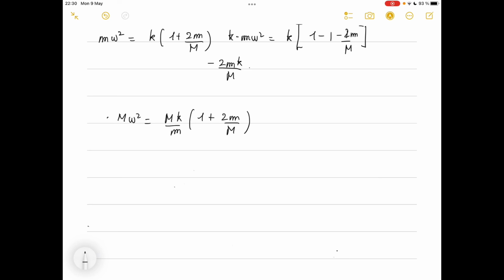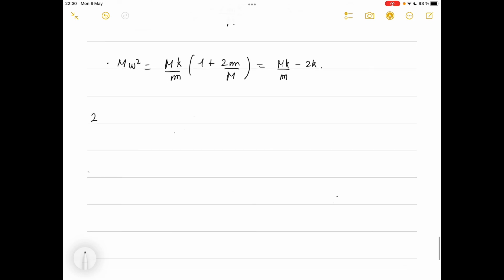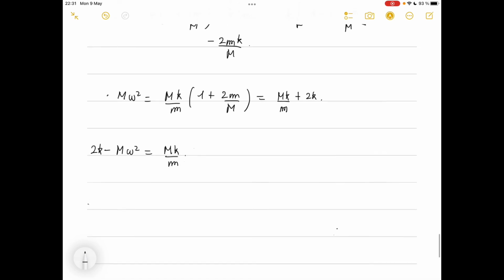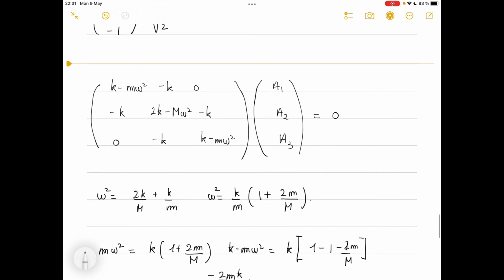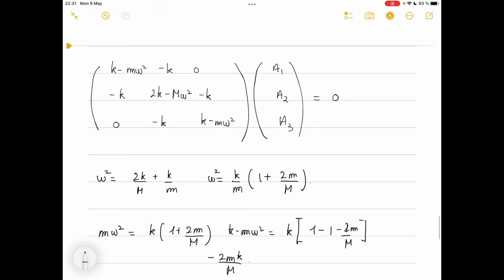So m omega squared can also be written as mk over m minus 2k. Therefore, 2k minus m omega squared will just become big M k over little m. And now we can find the final eigenvector by plugging these values in.